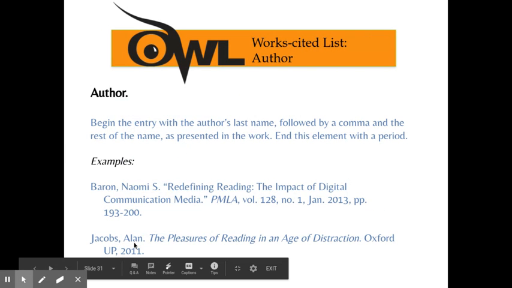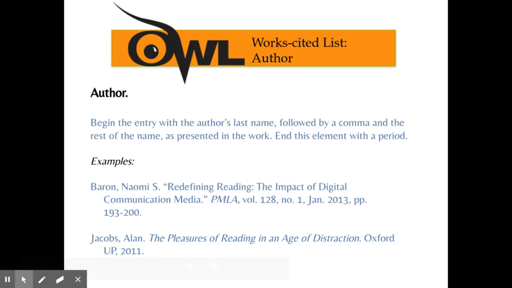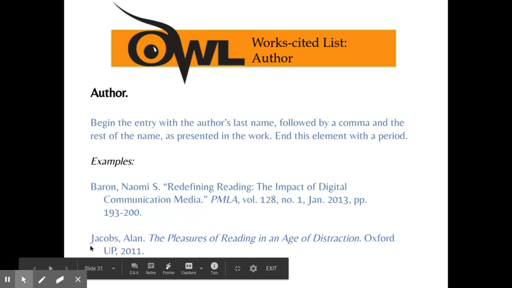Here's another example. Alan Jacobs wrote The Pleasures of Reading in an Age of Distraction. So we list the last name and then the first. So Jacobs, Alan, period. That signals to me that that is the author, and that is the end of that first element.